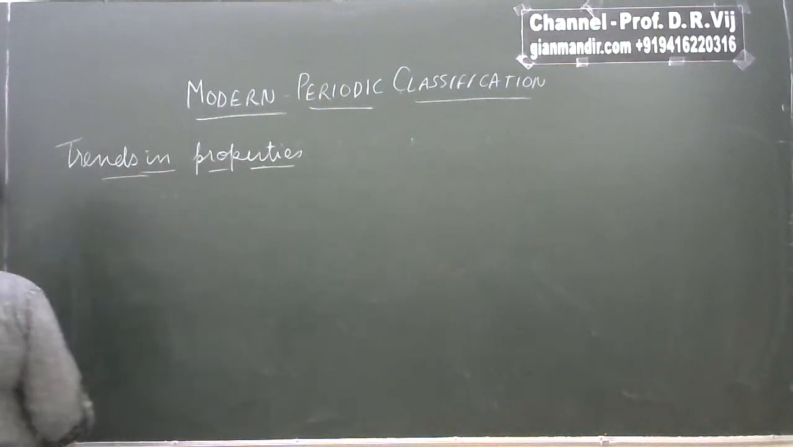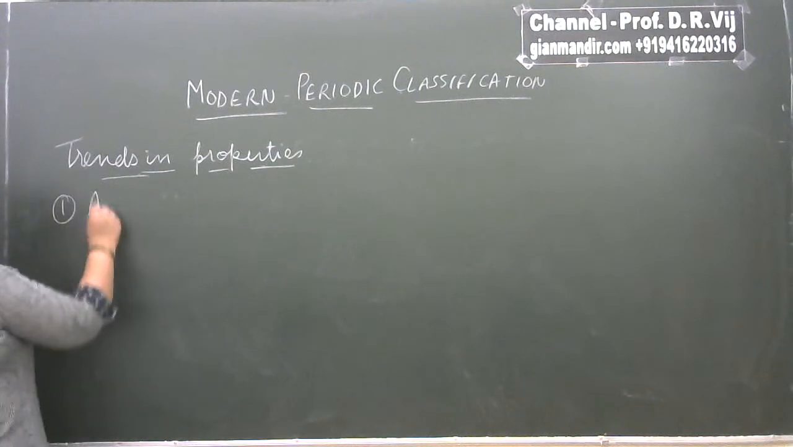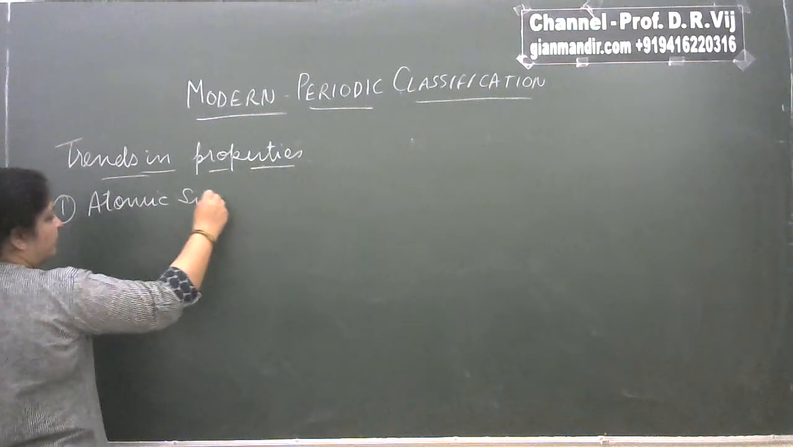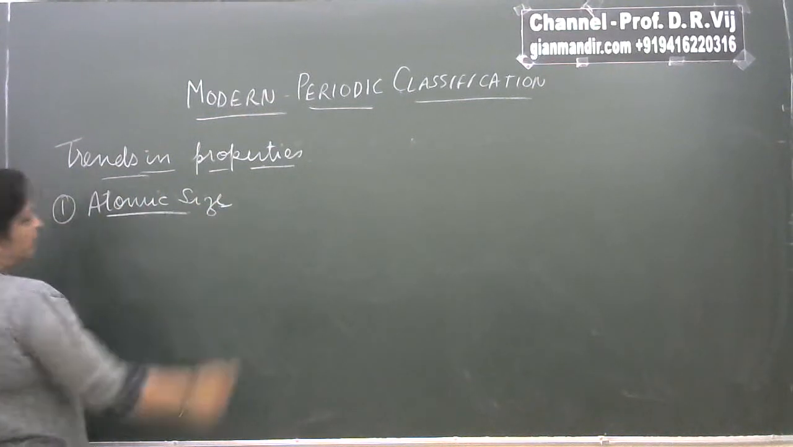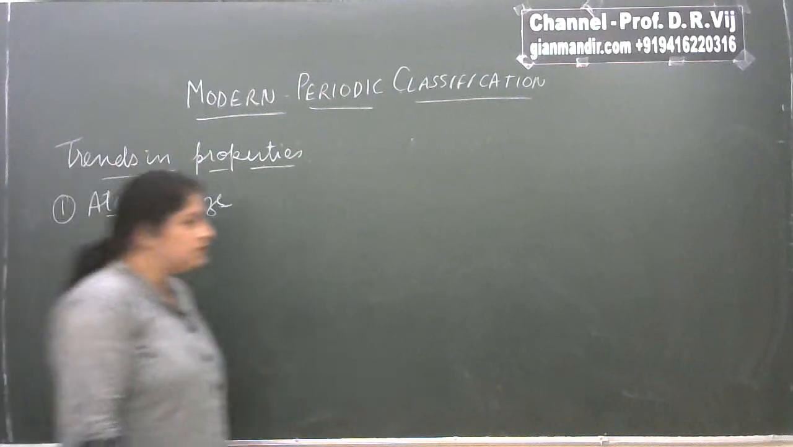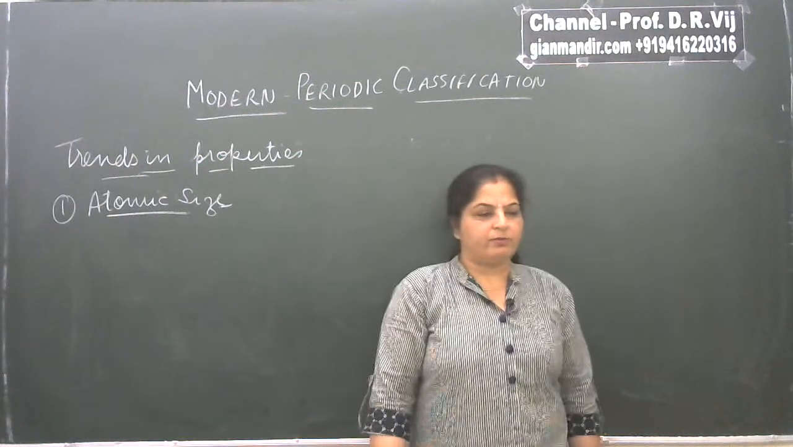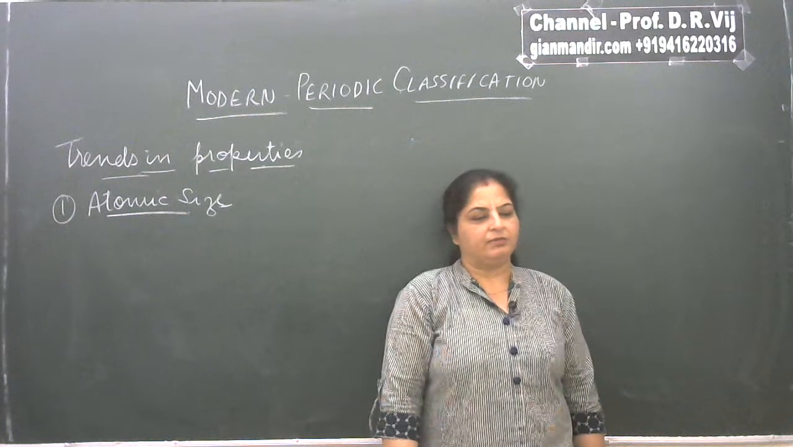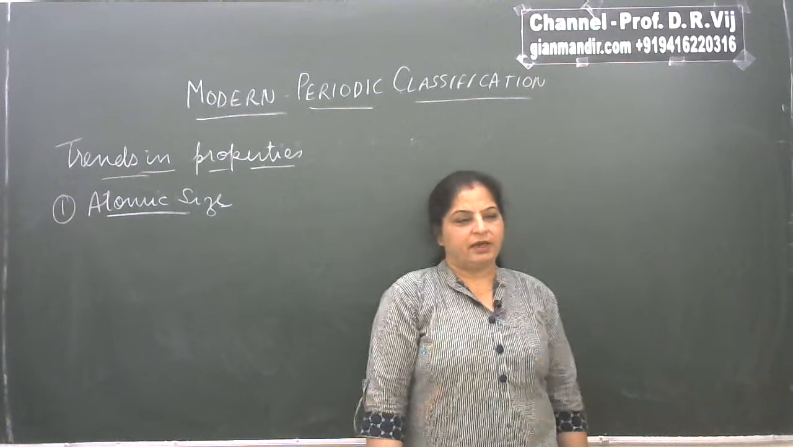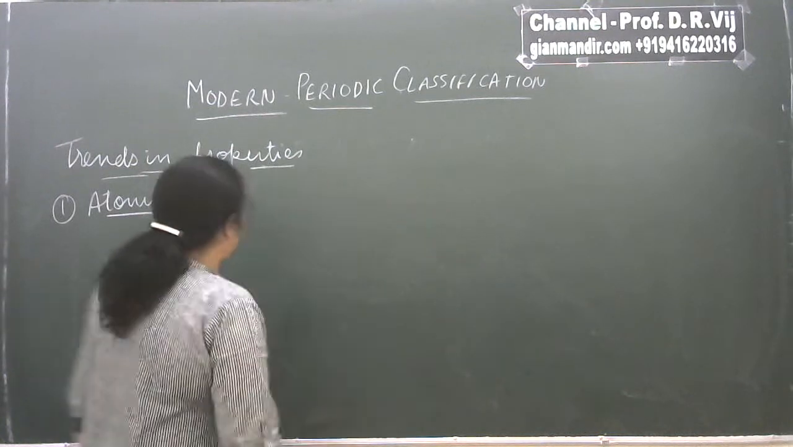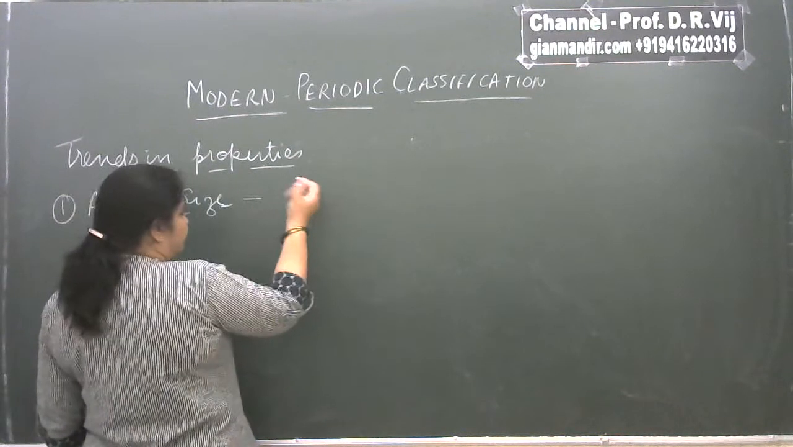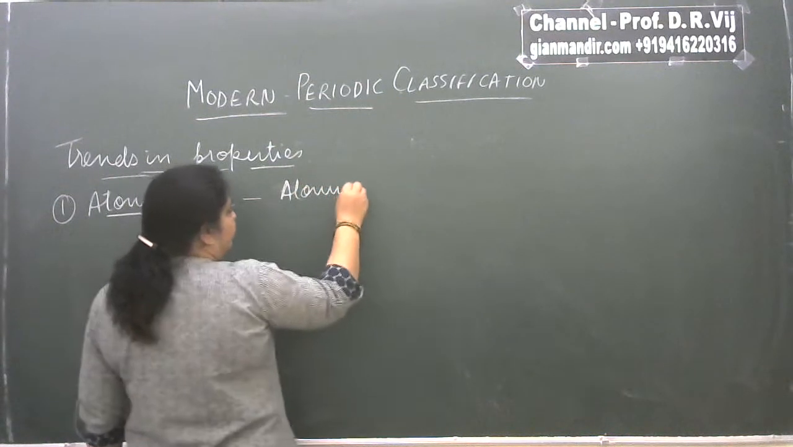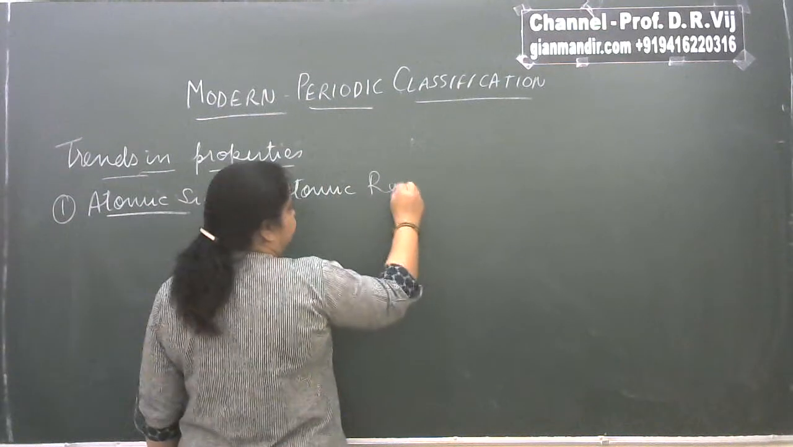So the first very important property of the elements is their atomic size. So what is atomic size? Of course, the property that lets you know how big or how small an atom is. And as we consider atoms to be spherical, the sizes of atoms are compared or measured in terms of their atomic radii.